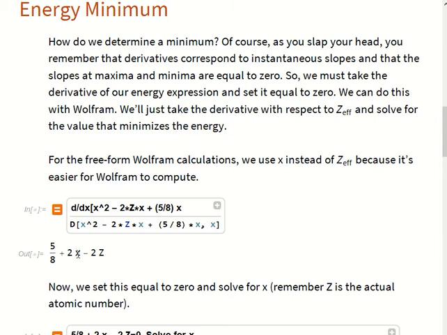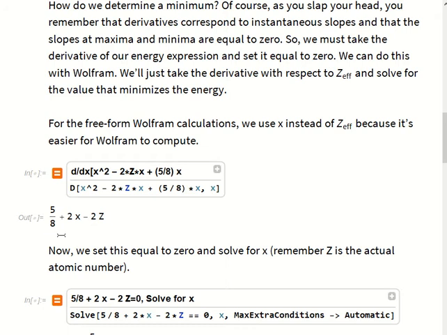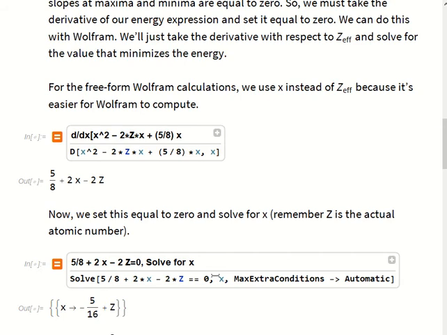Now again, what we want to do is find the value of Z effective, which again, remember, is X. We're going to find the value of Z effective which gives us the lowest possible energy. So we're going to set that quantity, right here, equal to 0, and we're going to tell Wolfram to solve for X. Again, this is not a terribly difficult one to solve by hand. You could certainly do that. So we can set it equal to 0, solve for X, and we find that X is equal to Z, the atomic number Z, minus 5/16.